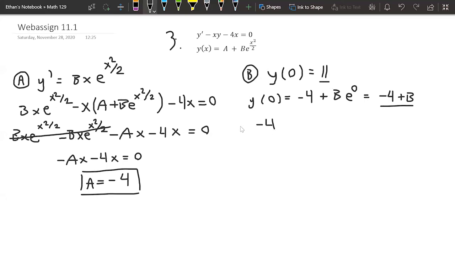That implies that -4 plus b is equal to 11, which means, adding 4 to both sides, b must equal 15. And that is the answer to part B of this question. And that's a wrap.